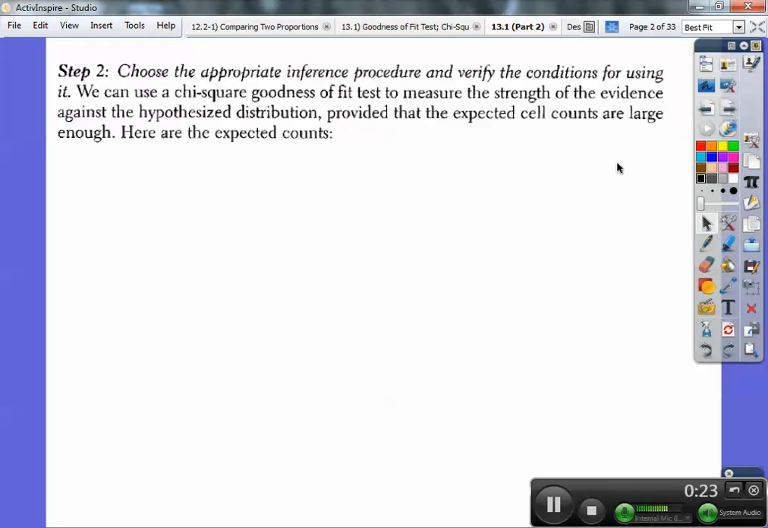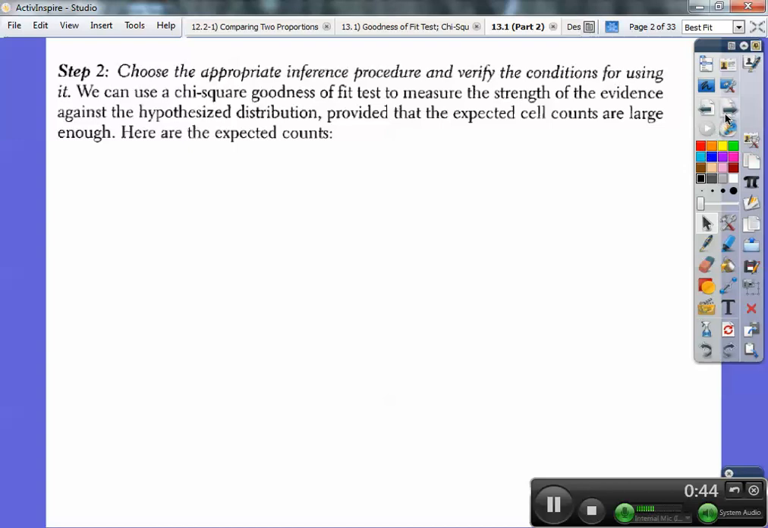Let's finish that problem here. Step two, choose the appropriate inference procedure. We're going to use a chi-squared goodness of fit test because there's more than one category. If there's only two, we do a z-score test. But there's more than one, so we're going to do the chi-squared goodness of fit test to measure the strength of the evidence against the hypothesized distribution, provided that the expected cell counts are large enough.